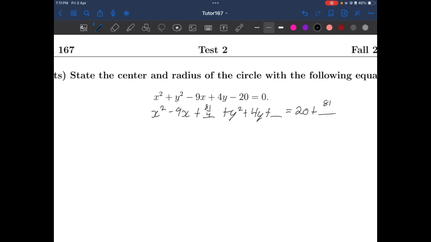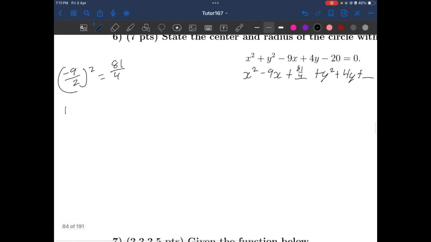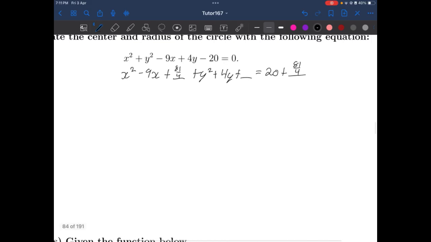I'm going to do the same thing for the y value. I'm going to divide the 4 by 2, and then square it. That's equal to just 4 by itself. So plus 4, and then plus 4.